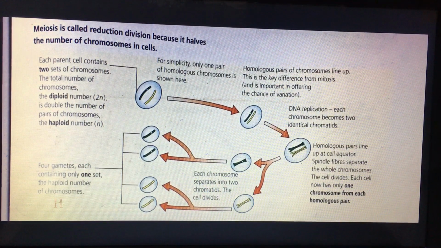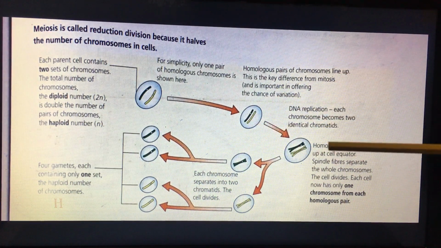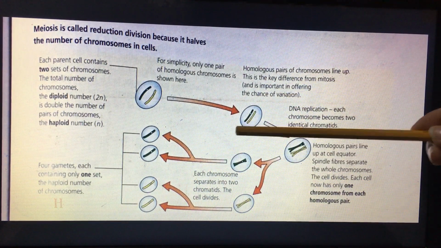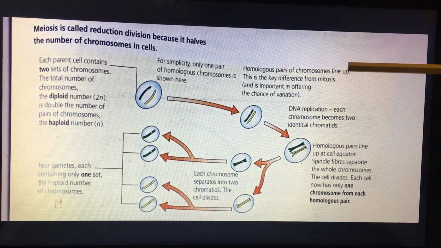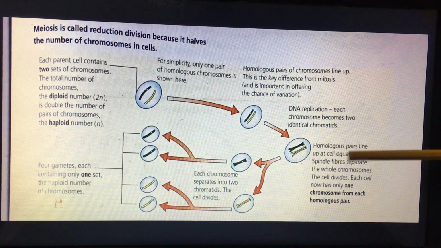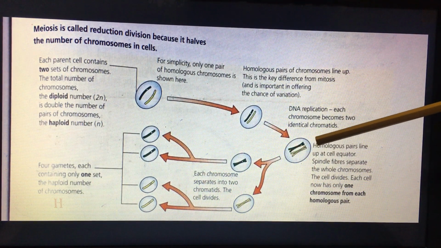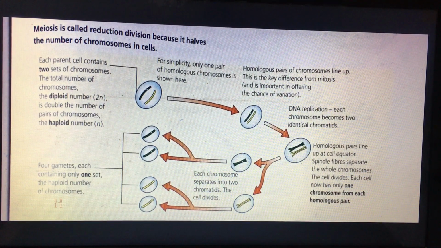What do you mean by replication? You know that each chromosome becomes two identical chromatids. So replication, as we said before, makes a DNA copy using the DNA. So here we have DNA, we copy it, and the other DNA chromosome we also copy it. Okay, so after lining up, we have DNA replication. Now, homologous pairs line up at the cell equator. Here we have the equator of the cell, so the homologous pairs line up at the cell equator.